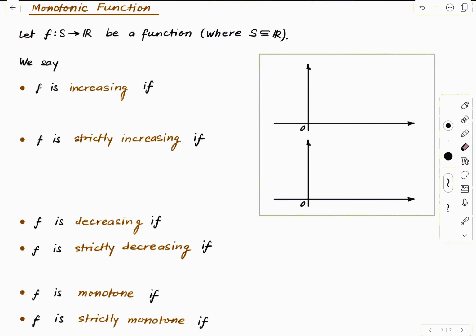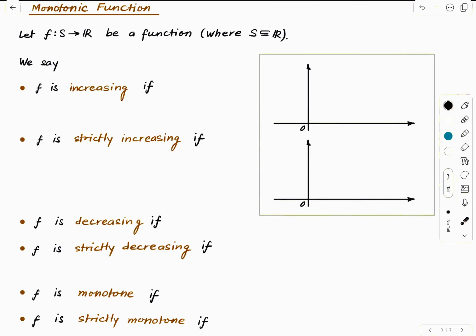So we need to make a few definitions. Fix a function from a subset S of reals to the real numbers. We say f is an increasing function if, well, graphically, it should be something like that, meaning it shouldn't ever come down. If it has achieved a certain value, then in the future, it should not achieve a value that is smaller than the value it has already achieved at any given time. So that's the kind of thing that we want to define.